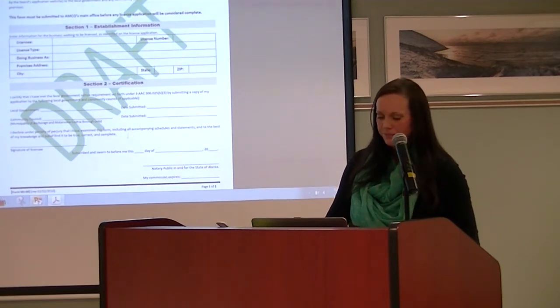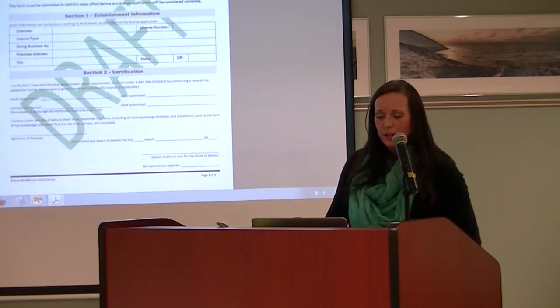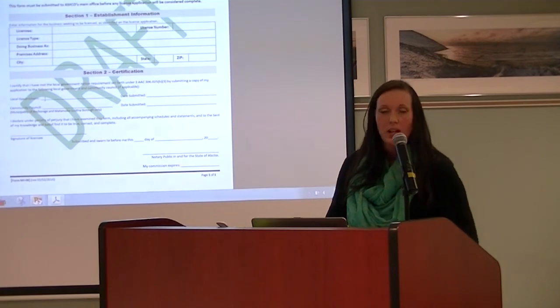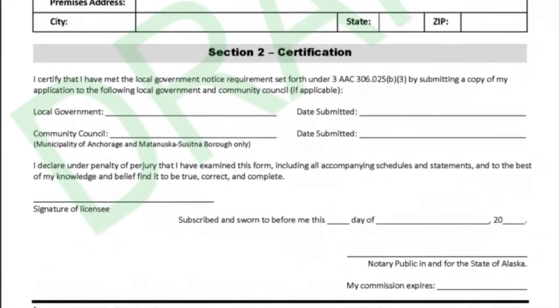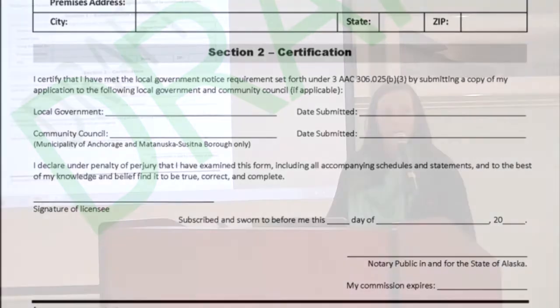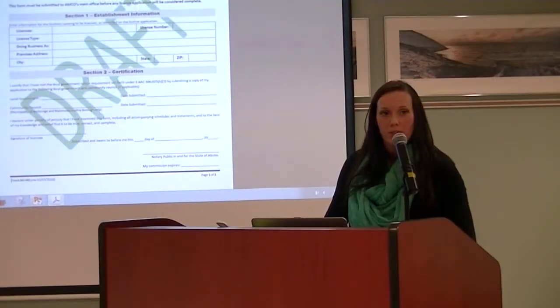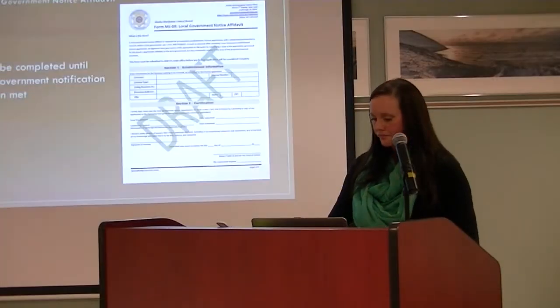them. Once you have notified them, you'll write in this line who you sent it to and the date that it was submitted. For Anchorage and the Mat-Su, you're going to also enter the community council, who you notified at the community council. And then again, you'll sign this in front of a notary saying that you swear that you have met those requirements.